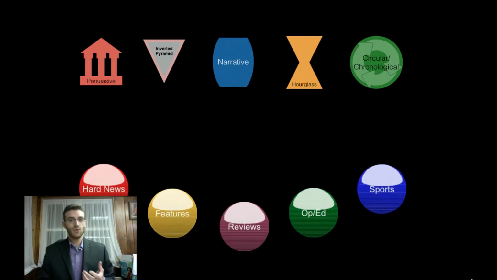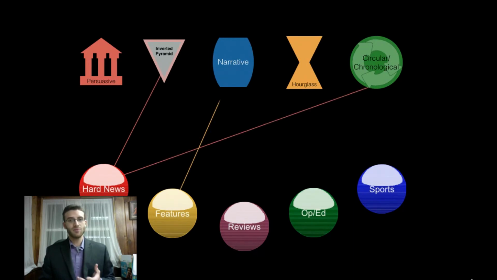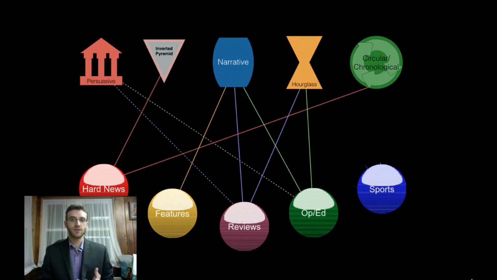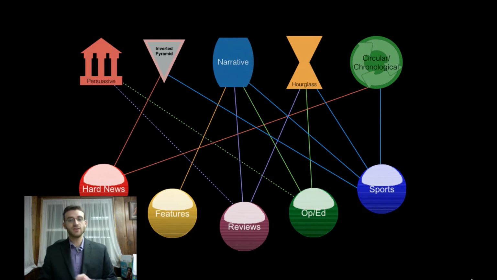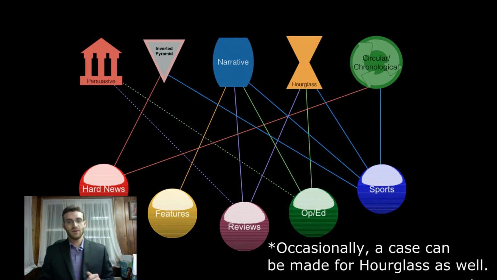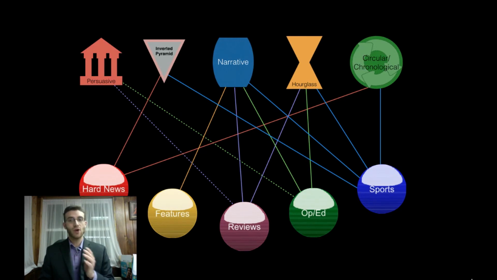So here you can see where these connect. This is your cheat sheet, right? So hard news is probably going to be the inverted pyramid or the circular chronological. Features is almost always going to be narrative. Reviews, probably narrative or hourglass, although you might find that you actually start borrowing some from persuasive essays. Now, the odds of you actually using a full fleshed out persuasive essay structure is pretty slim. It just won't hold up journalistically and it won't appeal to the audience in the same way. But you might find you borrow some strategies as you're reviewing and trying to convince the reader of your assessment.